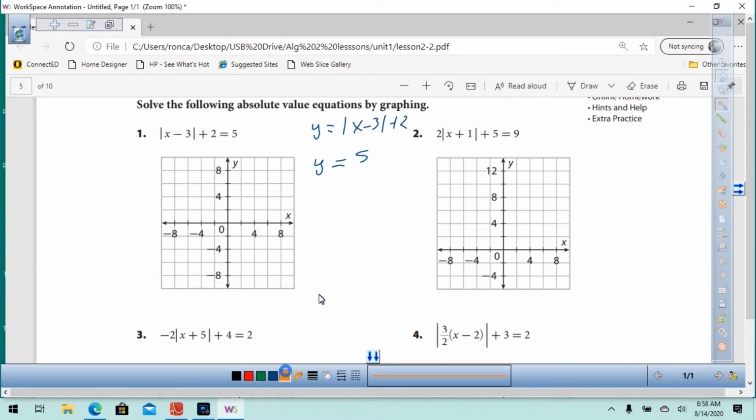Let's do y equals 5 in a different color. Y equals 5. So let's draw y equals 5. And let's see, that's 4, 6, so 5 is going to be right in the middle. Okay? And now let's draw this one here.